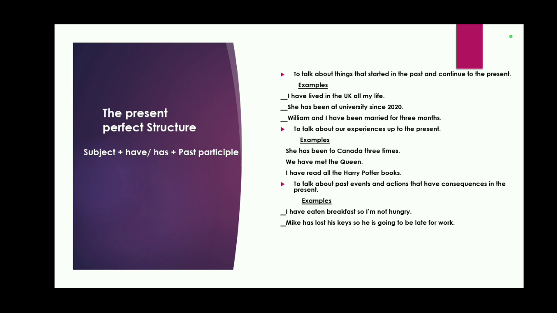The structure of the present perfect is subject plus has or have plus the past participle. There are three main ways that we use the present perfect in English. The first is to talk about things that started in the past and continue to the present. It is very important to remember that they are unfinished actions.